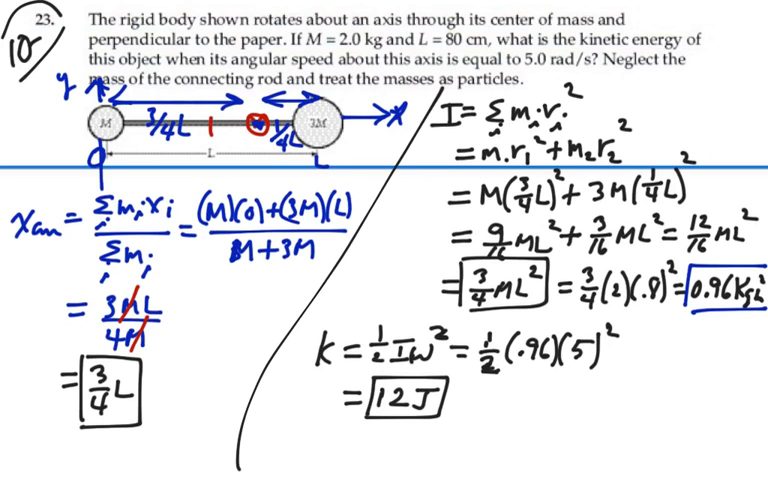So the kinetic energy of this object about its center of mass, treating the rod as being massless, so we're only treating this as point particles, has a kinetic energy of 12 joules. Answer.